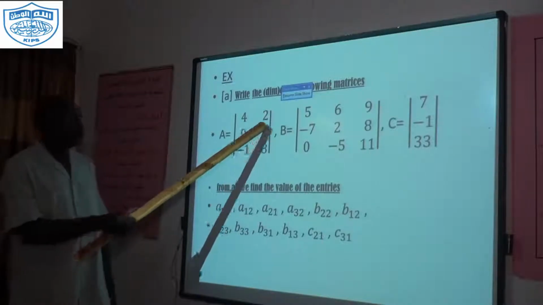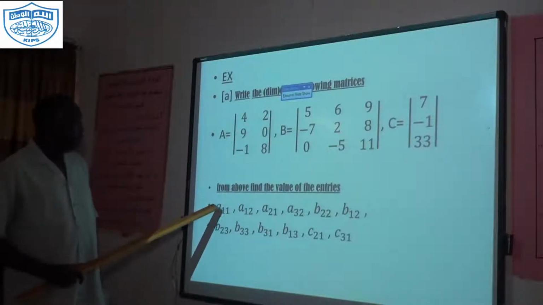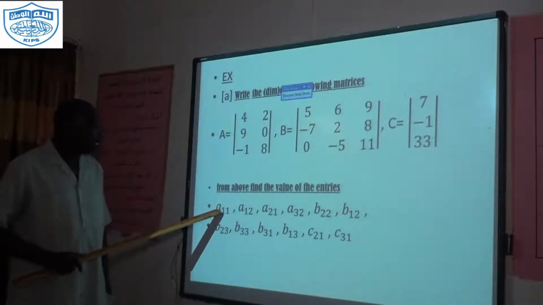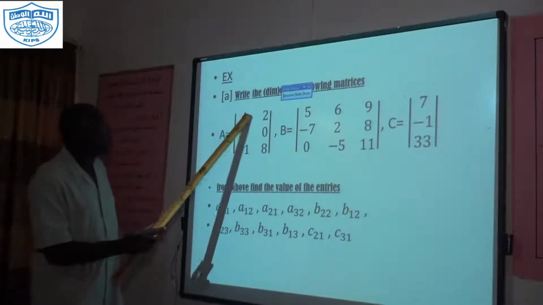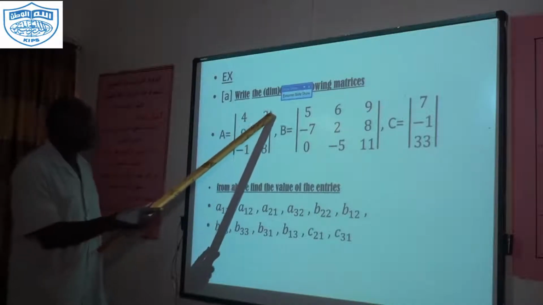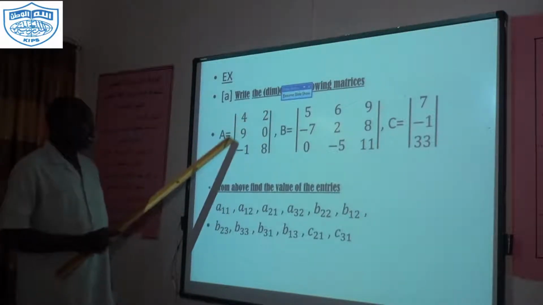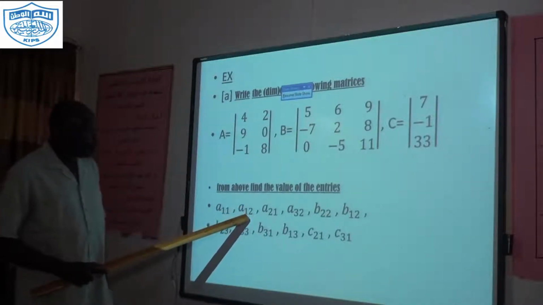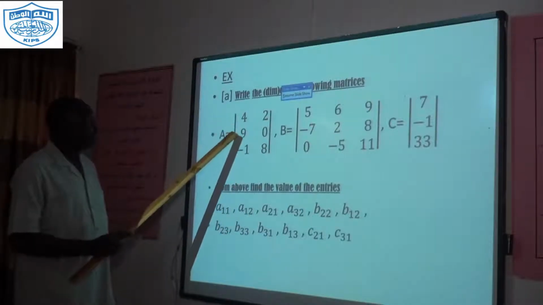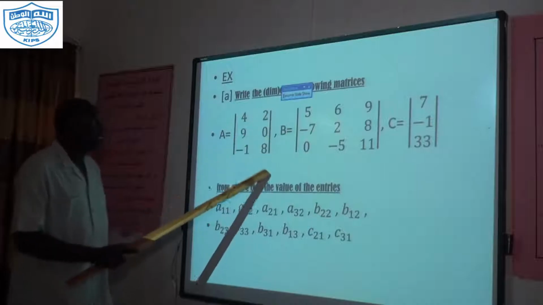From this example, find the value of the entries. A11 means the element that lies on the first row and the first column. This is the first row, and this is the first column. The intersection of these lines is 4. So A11 equals 4. A12 means the element that lies at the first row and the second column. The intersection of the two lines is 2.